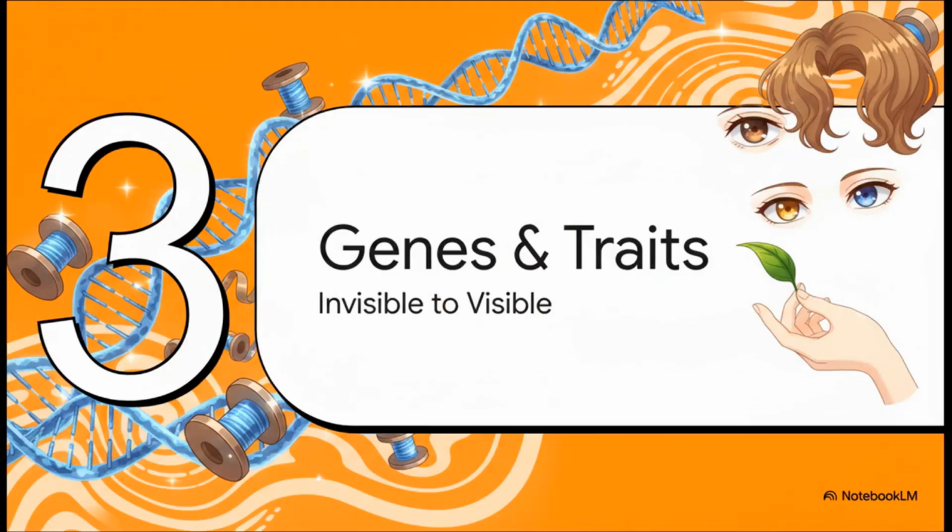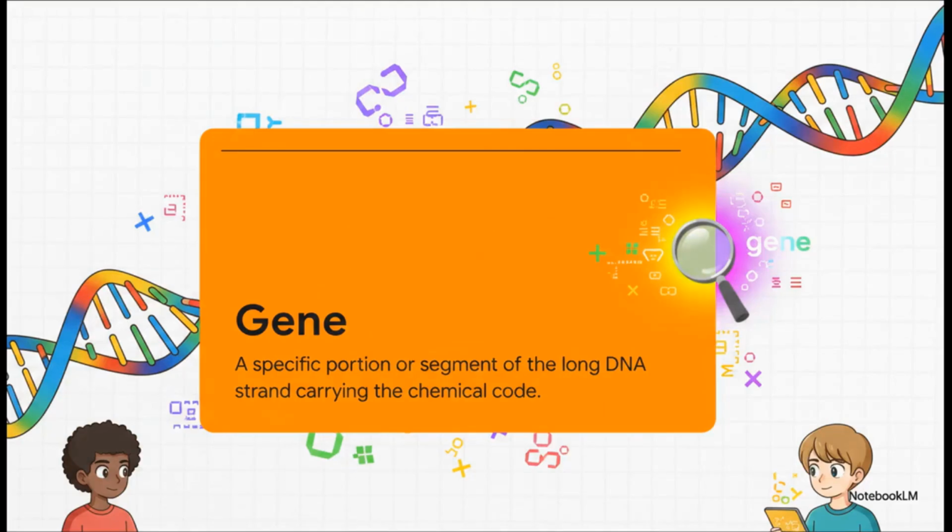Section 3. Genes and physical traits, bridging the invisible to the visible. So, okay, we've got our massive thread wrapped around our protein spools. But how do these microscopic chemical loops actually create the real-world physical traits we see in the mirror every single day? Let's zoom in a bit. Within that long thread of DNA, there are specific functional segments, and these are called genes. A gene isn't the entire strand, not at all. It's simply a specific slice or portion of the DNA that carries a distinct chemical code.